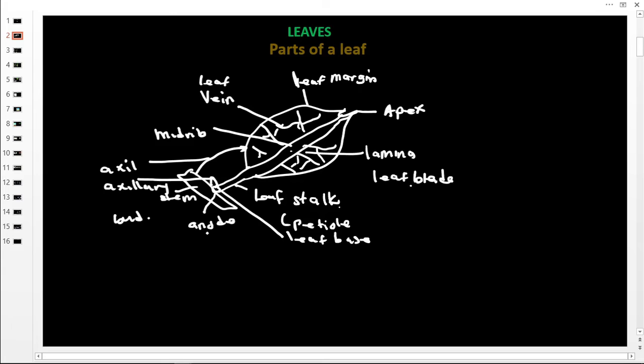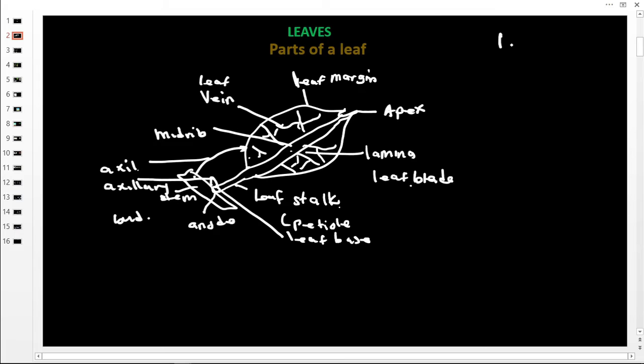Then at the leaf base we have the node, this is the stem. Then the angle between the stem and the leaf is called an axil, and this one is the midrib, this one is the leaf vein, and this one is the margin. Now these parts of a leaf are very important to a leaf.